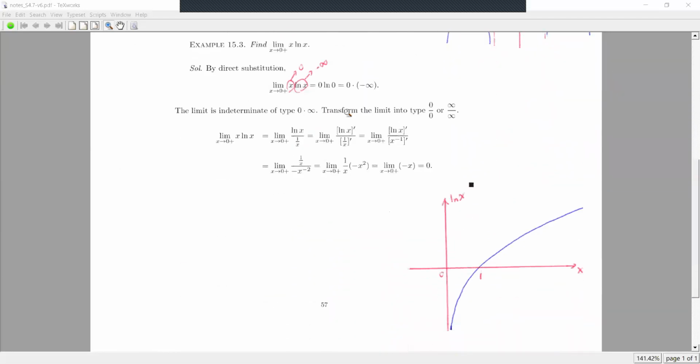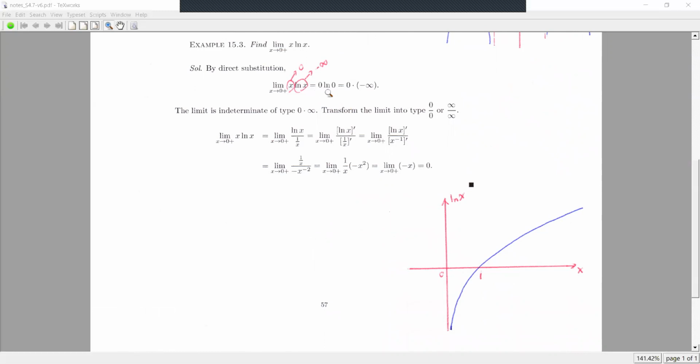Now, example number 3. Find this limit as x approaches zero from the right side. From the right side, that means that x is positive. X approaches zero, but x is kept positive. Now, direct substitution, plugging zero in for x, then we get this number.